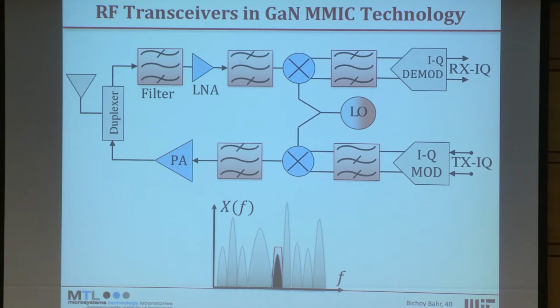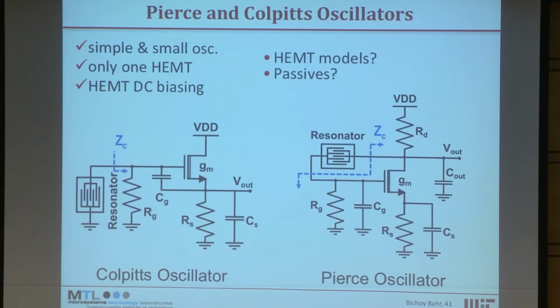So I decided, okay, let's attack this problem. Let's start with the hardest thing first. Let's try to make a local oscillator that's monolithic. We have the MEMS and circuits. Let's do it. And so indeed, I did Pierce and Colpitts oscillators, designed them into Lora's technology.